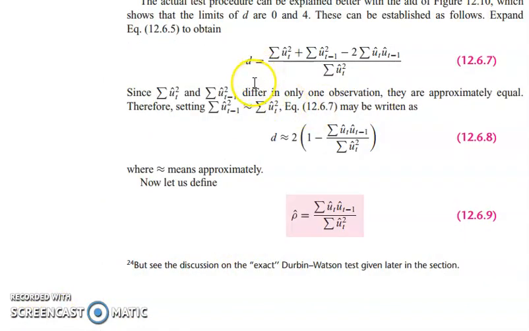If we expand the Durbin-Watson test statistic, we will get this. Then if we equate the summation of u_{t-1} hat squared as approximately equal to the summation of u_t hat squared, we can simplify this formula into this. And if we define this term as rho hat, then we get d is approximately equal to 2 times (1 minus rho hat).